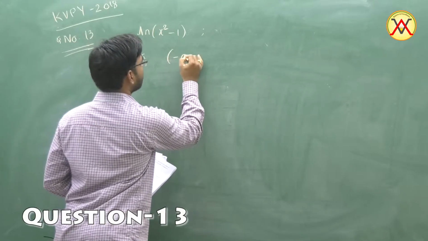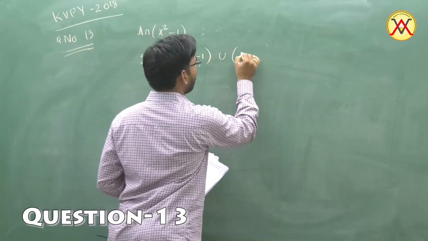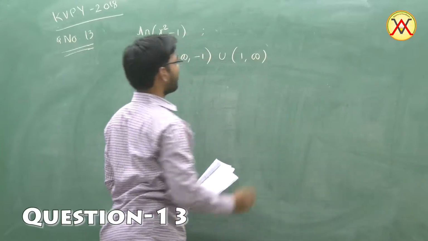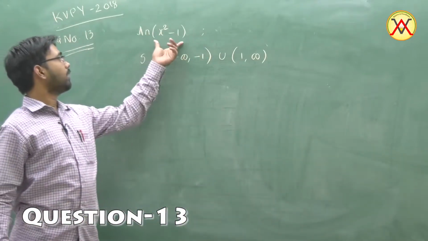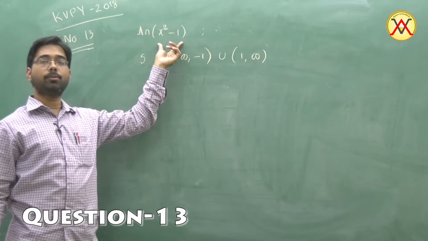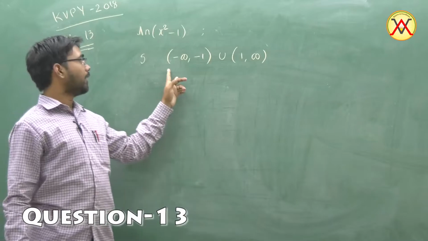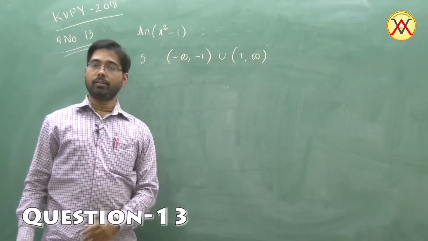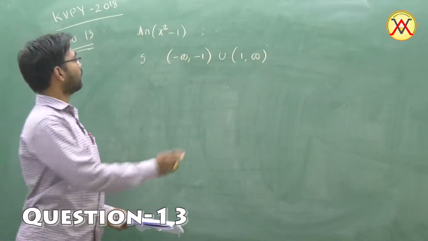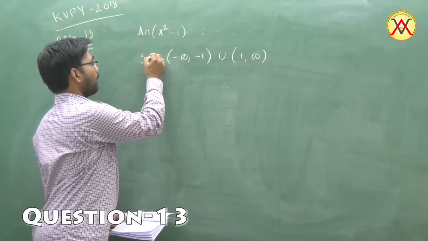minus infinite to minus 1 union 1 to infinite, because basically logarithm of x square minus 1 has to be positive, so you have x square greater than 1. So x is varying from minus infinite to minus 1 union 1 to infinite. So basically the set S is this.